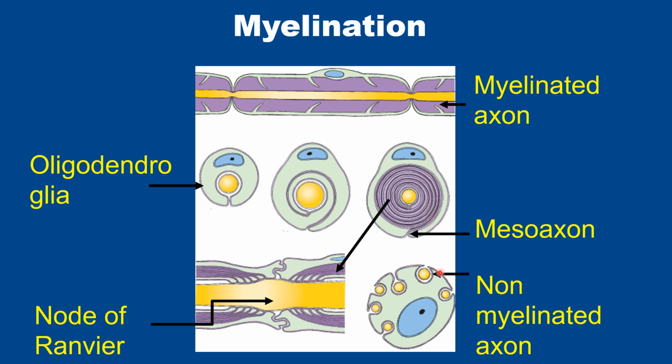The non-myelinated neurons are covered by a single layer of axolemma sheath from the oligodendrocyte or the Schwann cells. A segment of the axon not covered with a myelin sheath, which is important for nerve action potential, is the node of Ranvier.